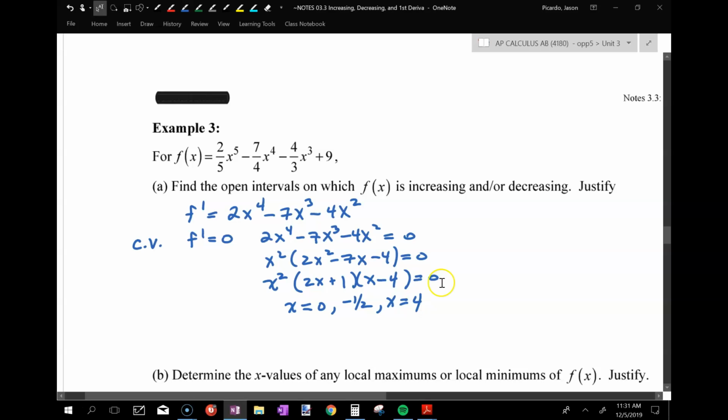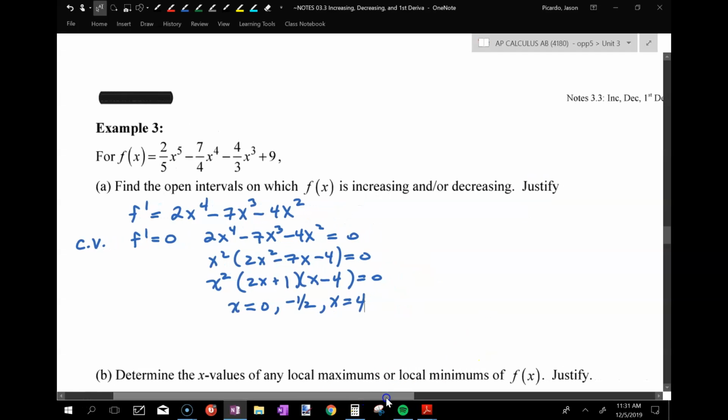Now, again, all I want to know is what? Increasing, decreasing. I'm going to do a sign analysis now. And this is the process you guys are going to want to use. We know that on my number line, or my x-axis, lies the following things. Negative infinity and positive infinity.